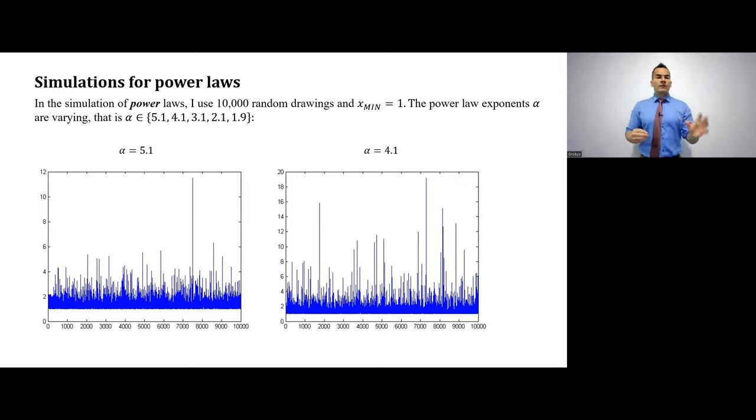Here on the left-hand side, we see a power law with an exponent of 5.1, and we see that the observations are very concentrated, fluctuating around 1 and 2. The vast majority of observations is between 1 and 2, and there are some outliers. There's one specific outlier with a magnitude close to 12, and a few other larger observations around 6. But it's only half a dozen or so in a sample of 10,000 random drawings.